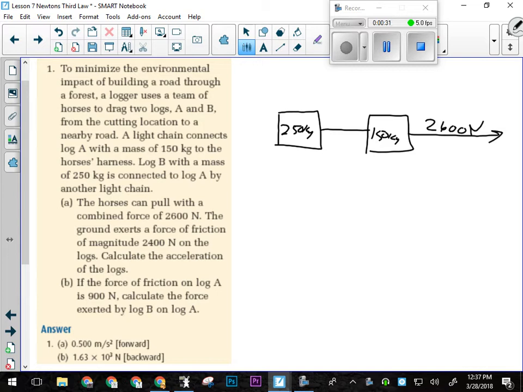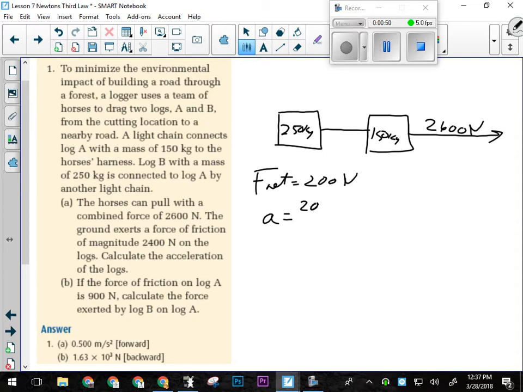So can I calculate the net force right off the bat then? I got 2,600 forward, I got 2,400 backwards, my net force is 200 newtons. I know the mass of the system that 200 newtons is pulling on is 400 kilograms. So the acceleration of either log, both logs, the entire system is going to be 200 newtons divided by 400 kilograms, which gives us the acceleration they list there, 0.500 meters per second squared forward.